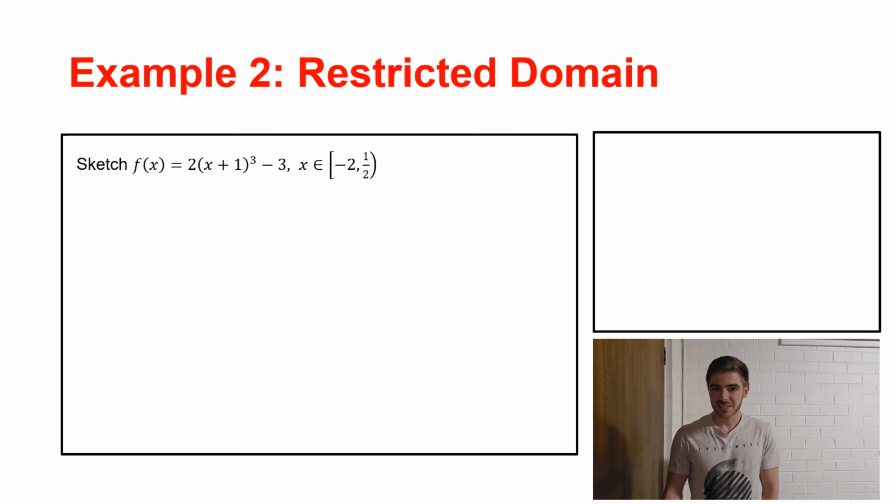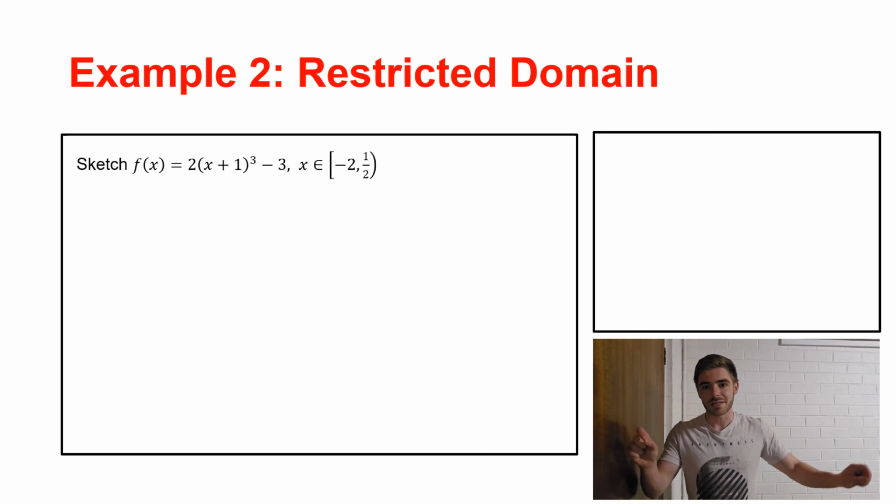As a final note, let's have a look at what happens if you restrict the domain. When you restrict the domain, you now have to find the endpoints of your function, rather than shoot off to positive and negative infinity. In this example, we're restricting the graph between -2 and +1/2.